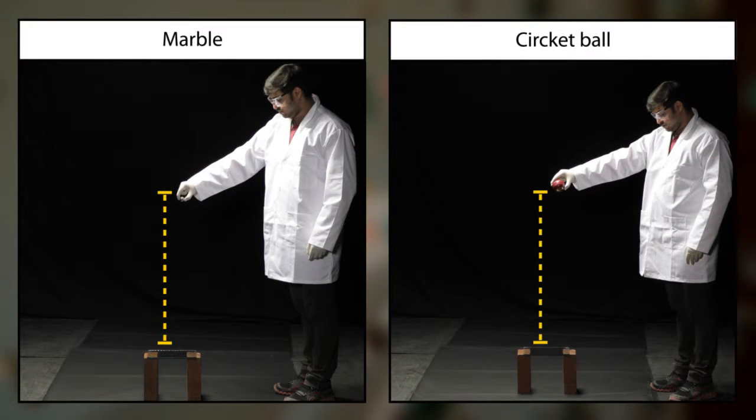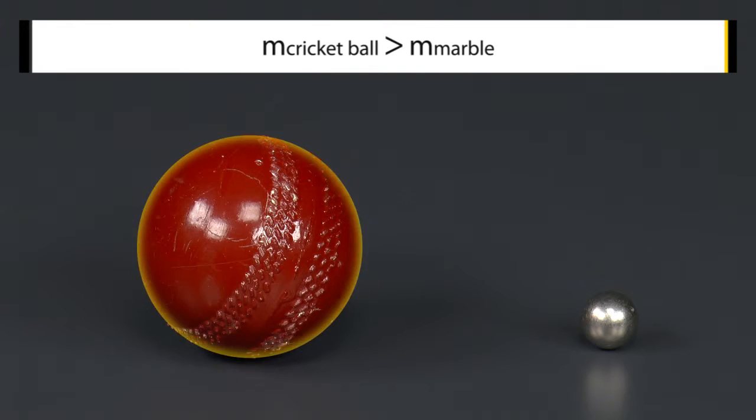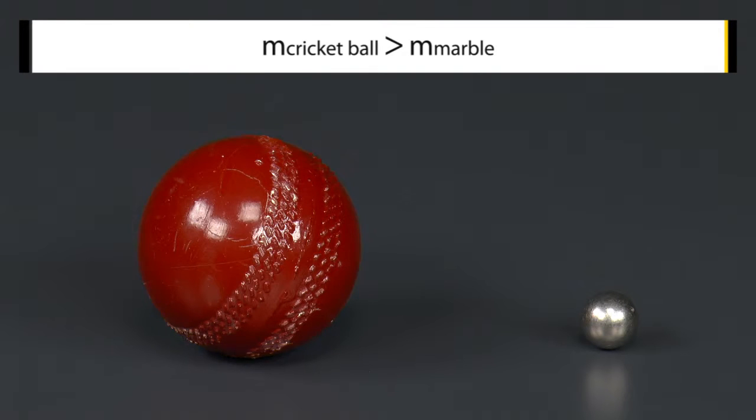The height from which the marble and the ball were dropped was the same. So was the velocity of both the objects when they struck the pane. Clearly, it must be the bigger mass of the cricket ball that made a difference. As the mass of the cricket ball is more than that of the marble, its effect on the glass pane is higher than that of the marble, and thus it shattered the glass pane.